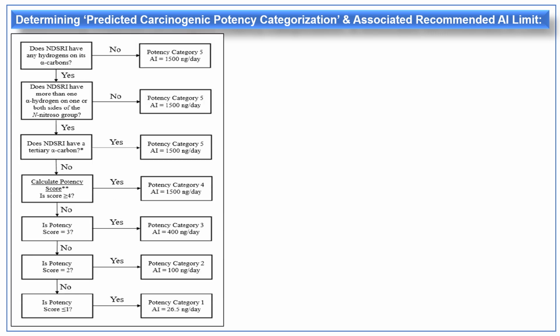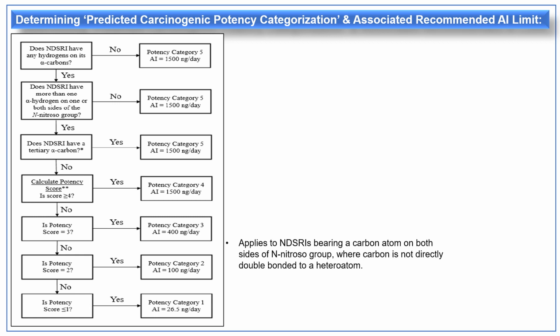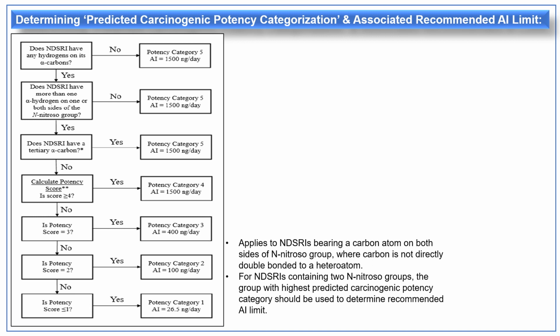Now we know that there are 5 potency categories, but how to put that nitrosamine drug substance related impurity into one of those 5 categories? So the guidance provides the determination of predicted carcinogenic potency categorization and the associated recommended AI limits. There is a decision tree kind of structure given. This applies to the NDSRIs bearing a carbon atom on both sides of the nitroso group, where the carbon is not directly double bonded to a heteroatom. For NDSRIs containing 2 nitroso groups, the group with the highest predicted carcinogenic potency category should be used to determine the AI limit.